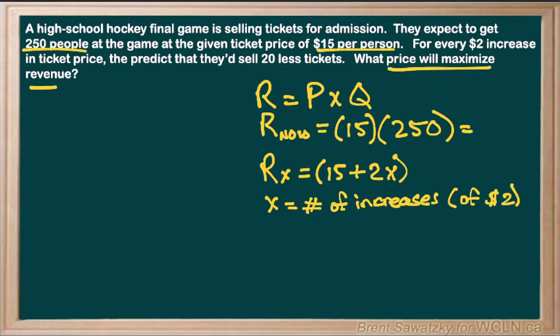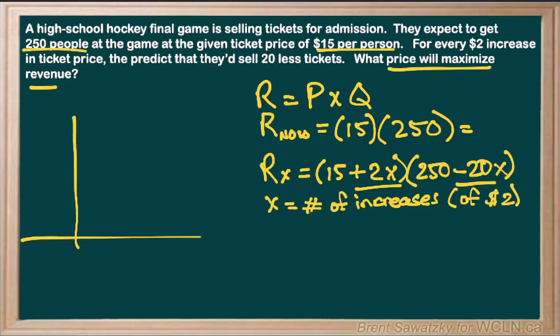Now, what does that do if we increase the price? What does that do to the number sold? We're told that starting with our base of 250, we would lose 20 customers for every increase, so we'll put the X there. We gain $2 for every increase per ticket, but we lose 20 tickets per increase. So what does that look like from a revenue point of view? Off we go to Desmos.